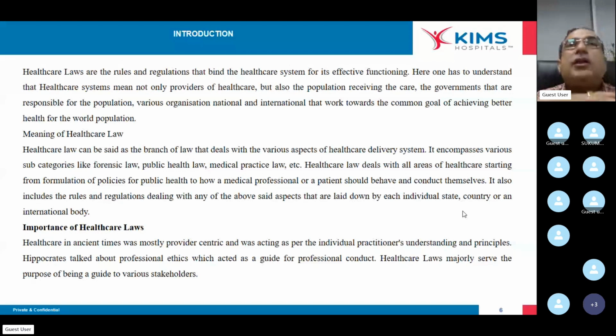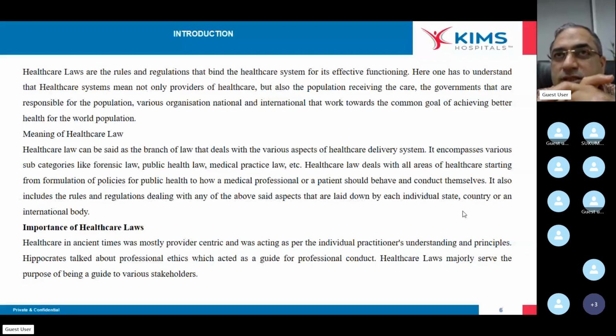So when it comes to healthcare laws, let me tell you that the Indian healthcare system is not totally confined only to the Indian laws and regulations. Many hospitals are slowly adopting non-Indian laws and regulations like JCI.